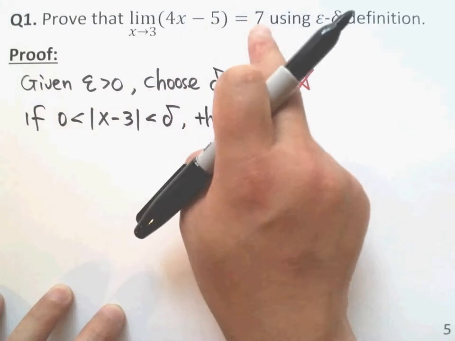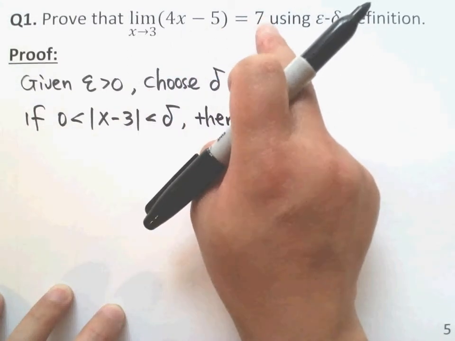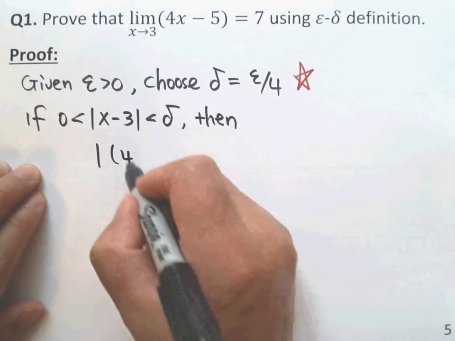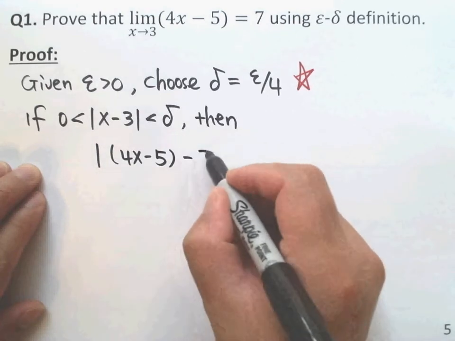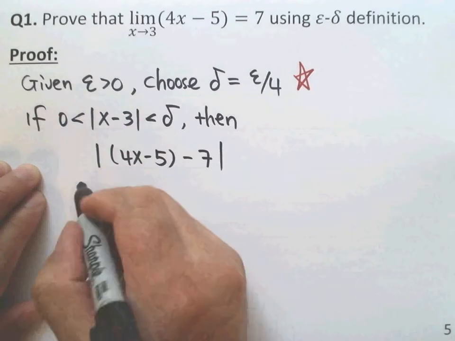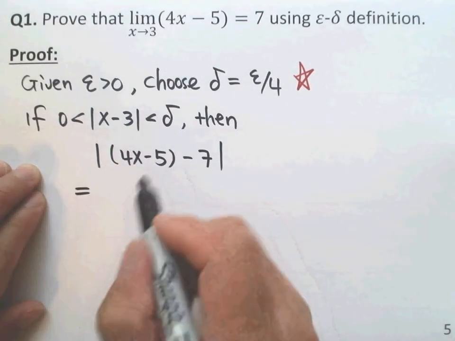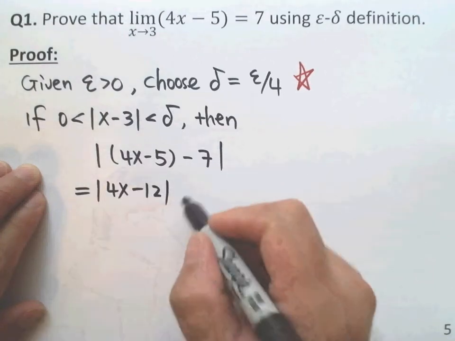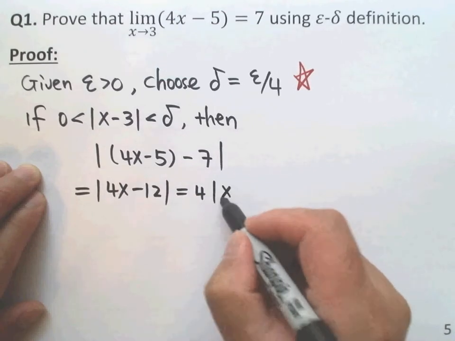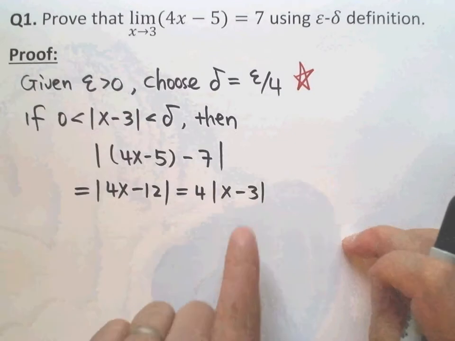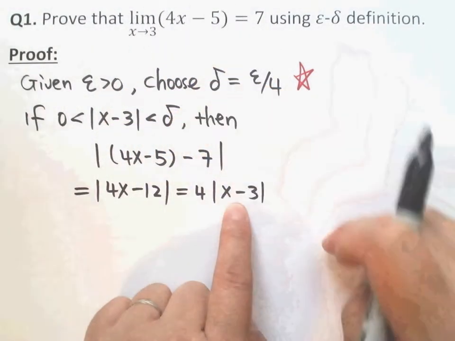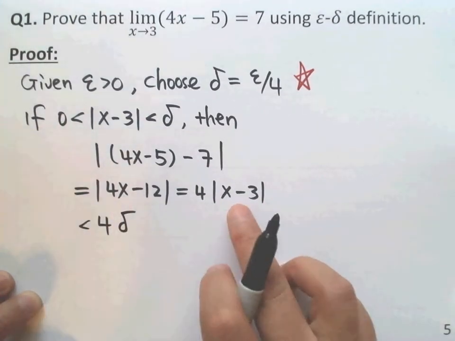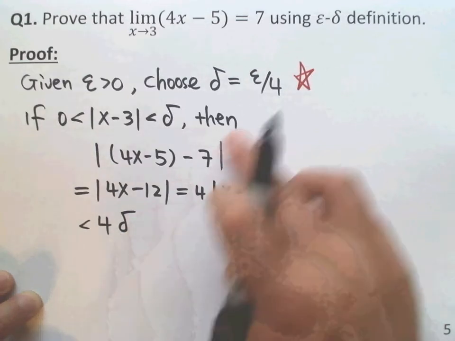Then is the value of the function in the epsilon neighborhood of 7? All we need to do is make that true. So |4x minus 5 minus 7|. We do the calculation, and all we need to do is copy what we wrote, right? First 4x minus 12, and then we factor the 4 out. We get 4 times |x minus 3|. Do you remember this? Because |x minus 3| is less than delta, this is less than 4 times delta.